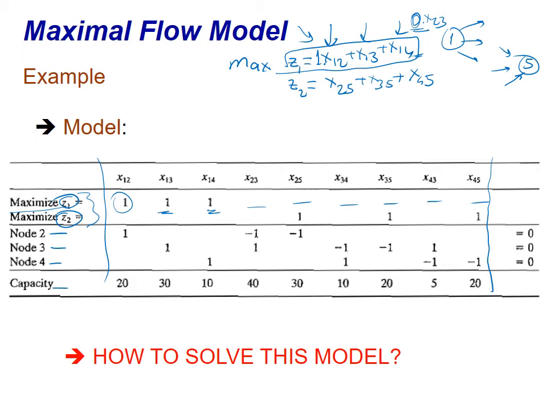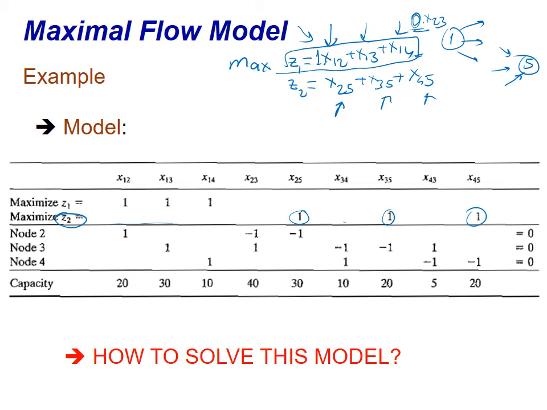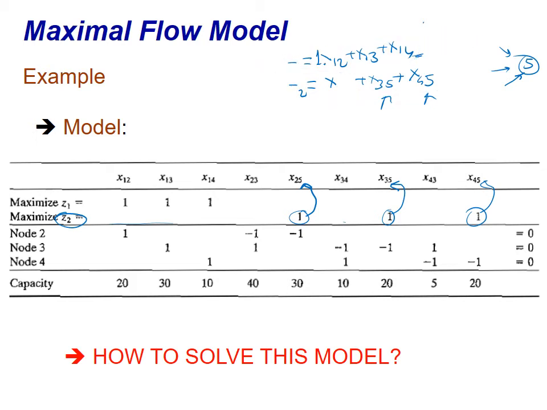If you write the alternative objective function by considering inflow into the terminal node, then this time I need to put a 1 to 2,5, another 1 to 3,5, and another 1 to 4,5. And by just looking at this row, I can write the objective function, which is maximize Z2, which is equal to 1 times x25 plus 1 times x35 plus 1 times x45. This is the objective function. And we write the constraints in a similar way.